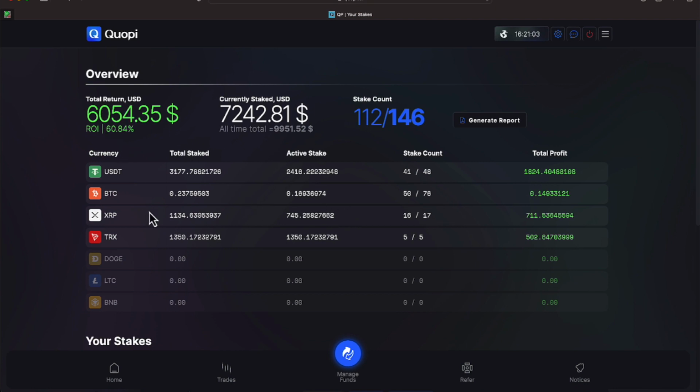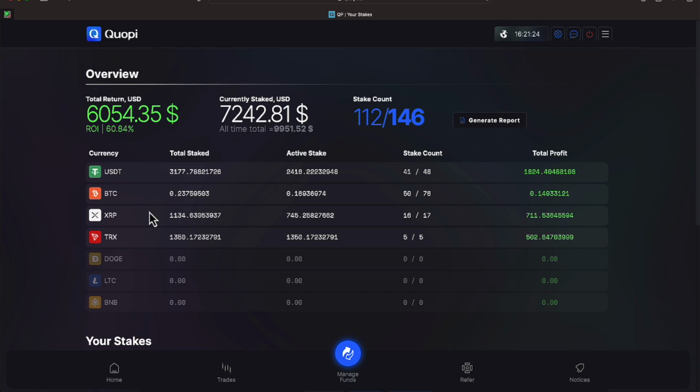Our total return is $6,054.35. Our return on investment has added up to be 60.84%. That's outstanding results, everybody. And the current staked amount is $7,242.81. And our all-time total is busting out.